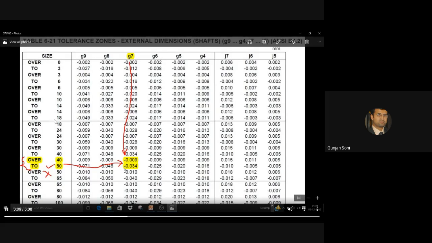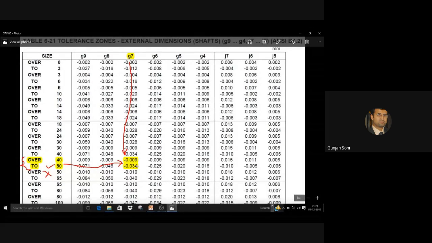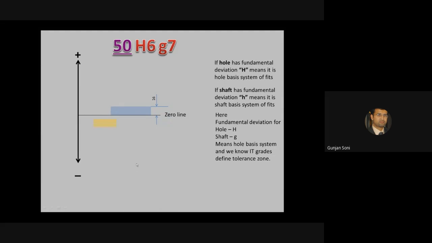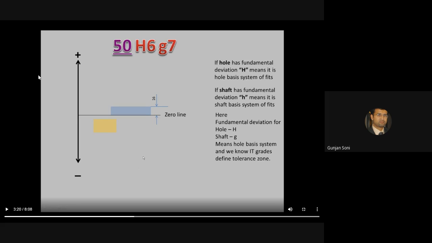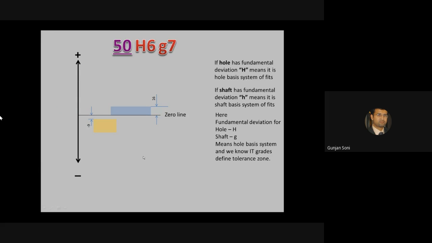It is minus 9 micron and minus 34 micron. So minus 9 micron means it is close to the 0 line. So it is also not necessary that your fundamental deviation should always be 0, but it may be 0 for one of them. Mostly it's like that. It's not compulsory that it has to be 0 only for one. We will see. Here the upper limit is close to the 0 line, and this is minus 34 micron.